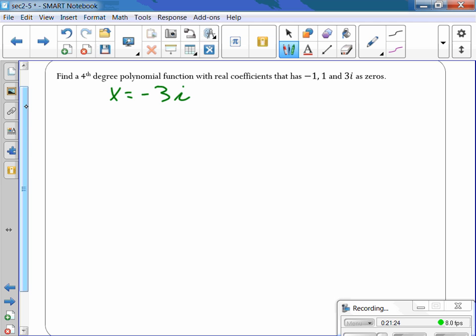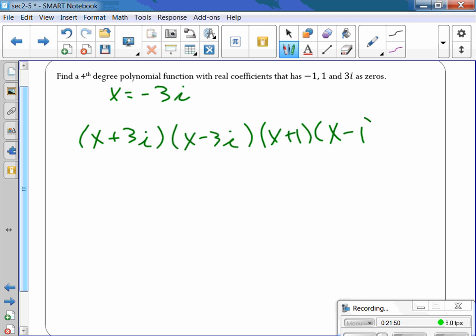Write them in factored form. So my x equals negative 3i becomes x plus 3i. I also have positive 3i, so that's my x minus 3i. And then x equal to negative 1 becomes x plus 1, and x equal to 1 becomes x minus 1. So there are my four linear factors. It doesn't matter how I multiply, or which ones I multiply with. Multiplication is associative, right? It doesn't matter which factors I multiply.